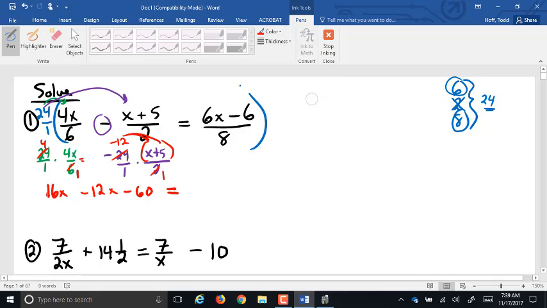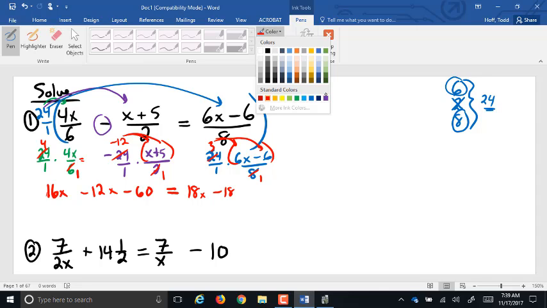That's going to equal 24 over 1 times 6x minus 6 over 8. 24 and 8 cross cancel, they divide by 8, giving me 1 and 3. So 3 times 6x minus 6, 3 times 6x is 18x. 3 times negative 6 is negative 18.